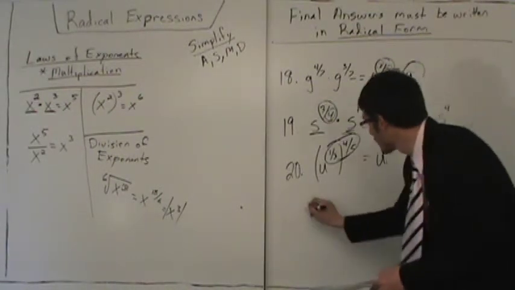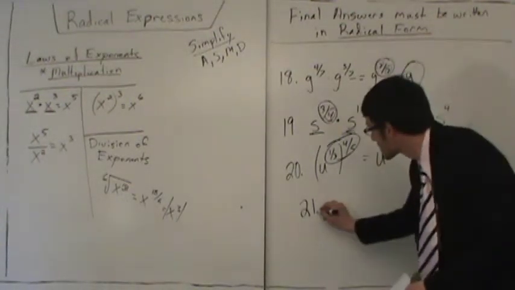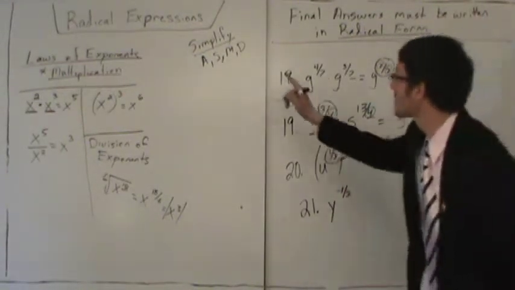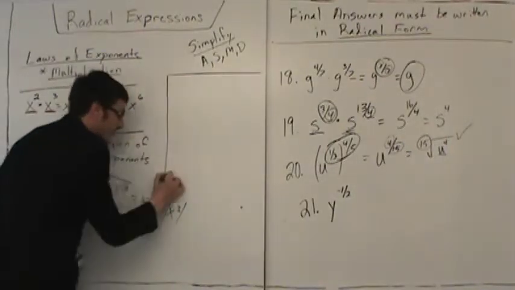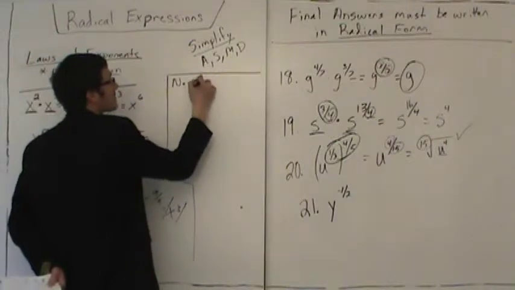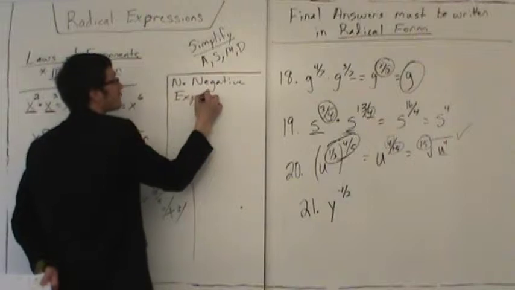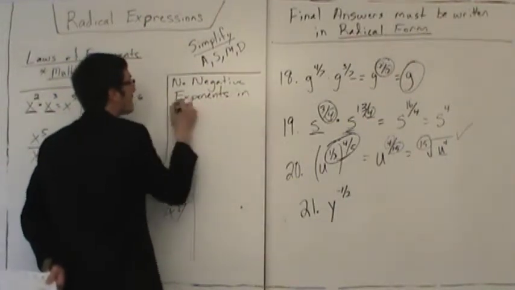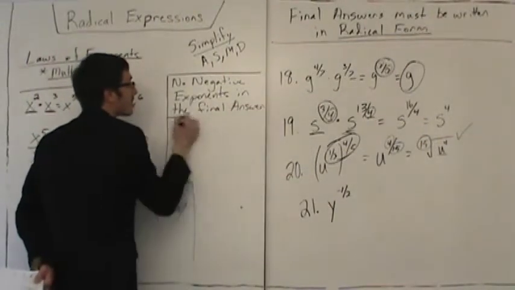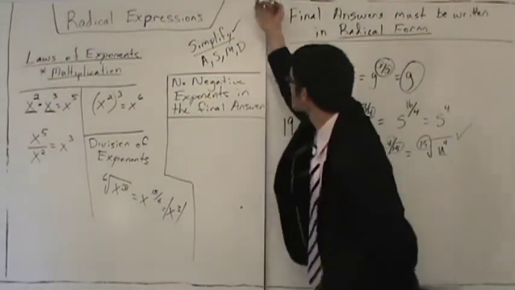Now, number 21. Okay, so now we're going to start looking back in the previous lessons at concepts of rationalizing denominators. So let's look at this as y to the negative 1/2 power. Remember that the rules of simplification, there are some additional rules added. First, we cannot have negative exponents in the final answer. So no negative exponents in the final answer. So the first thing we have to do, and these rules are not written in the book, but you just have to understand that these rules are part of the rules of simplification.